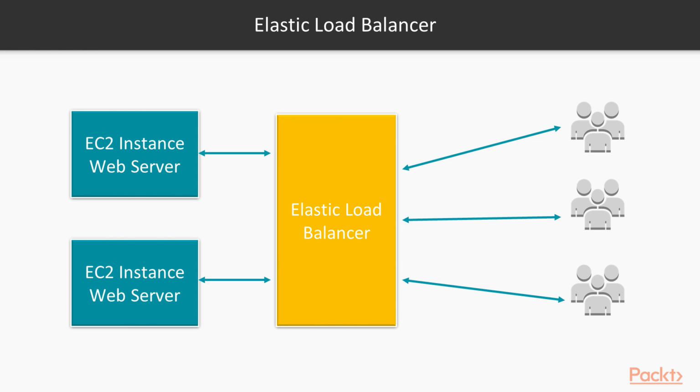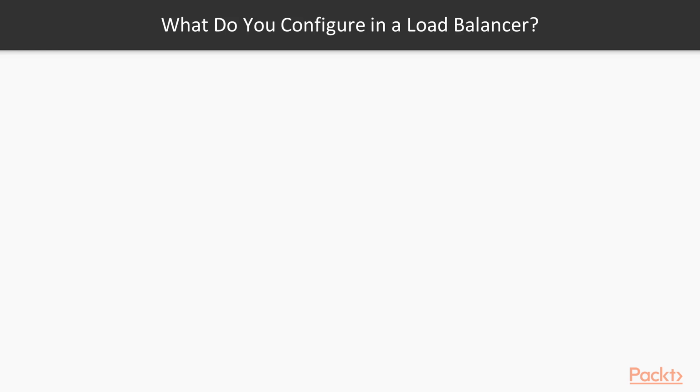Just bring forward this picture of how the elastic load balancer fits into the architecture. So you have multiple backend EC2 instances. This will be attached to your ELB, and then your users will access the ELB via a URL. So what do you configure in a load balancer?